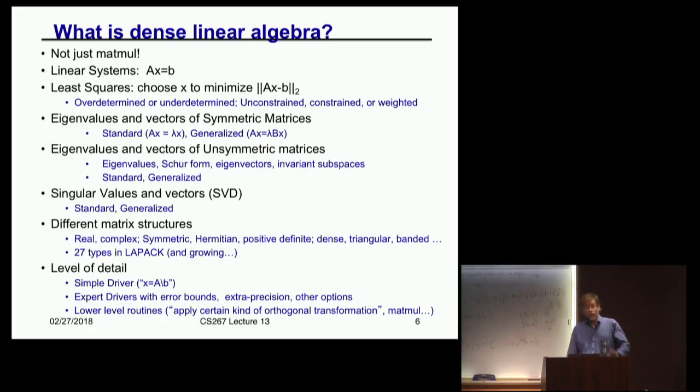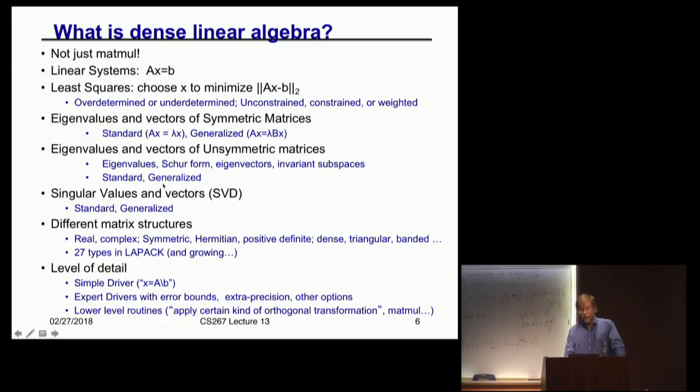And then, orthogonal to all those different problems, there are all these different matrix structures which have to be supported. Real and complex matrices, that's a natural difference. But you may also have extra structures like symmetry in the real case, A equals A transpose, Hermitian, that's the complex generalization. Positive definiteness is yet another, where all the eigenvalues are positive, which makes algorithms work specially.